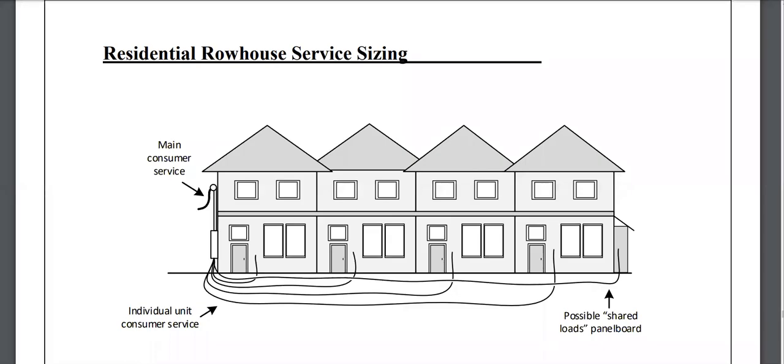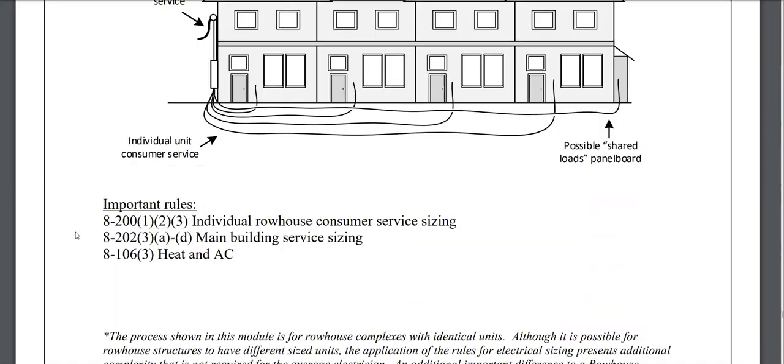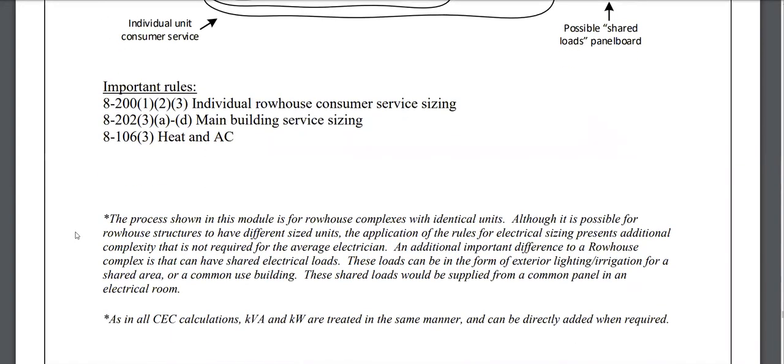Residential row house service sizing. In this presentation, we're going to be looking at the rules within the CEC that dictate how we come about determining the size of the service conductors and feeders for a row house residential complex. The rules that we need to know are 8200 subrules 1, 2, and 3, 8202 3A, 2D, and 8106, which has to do with the heat and the AC.